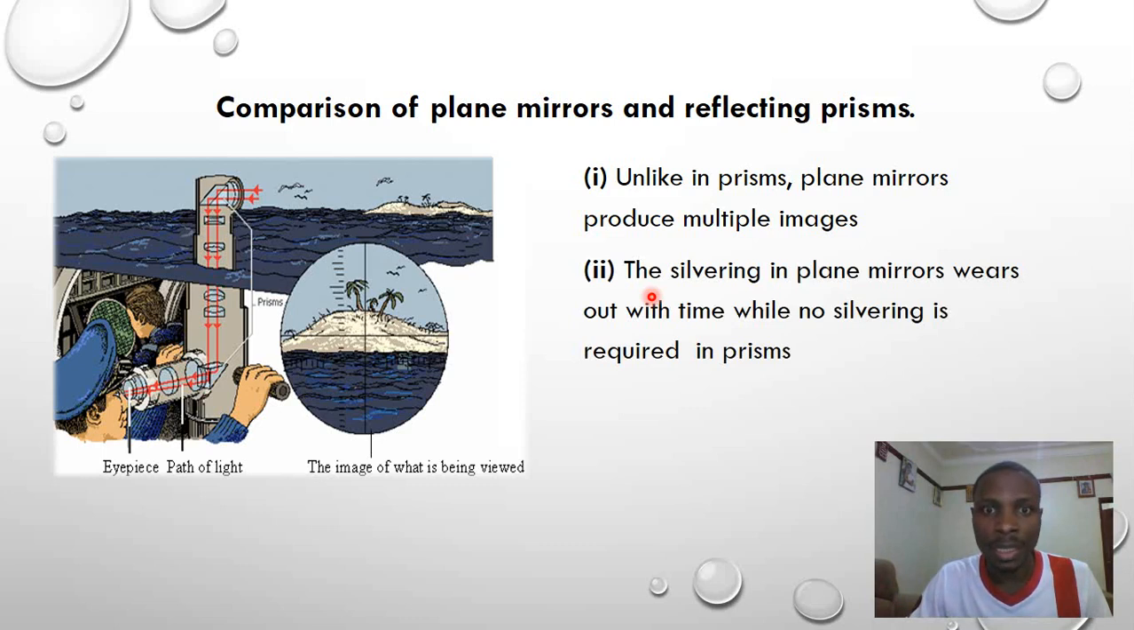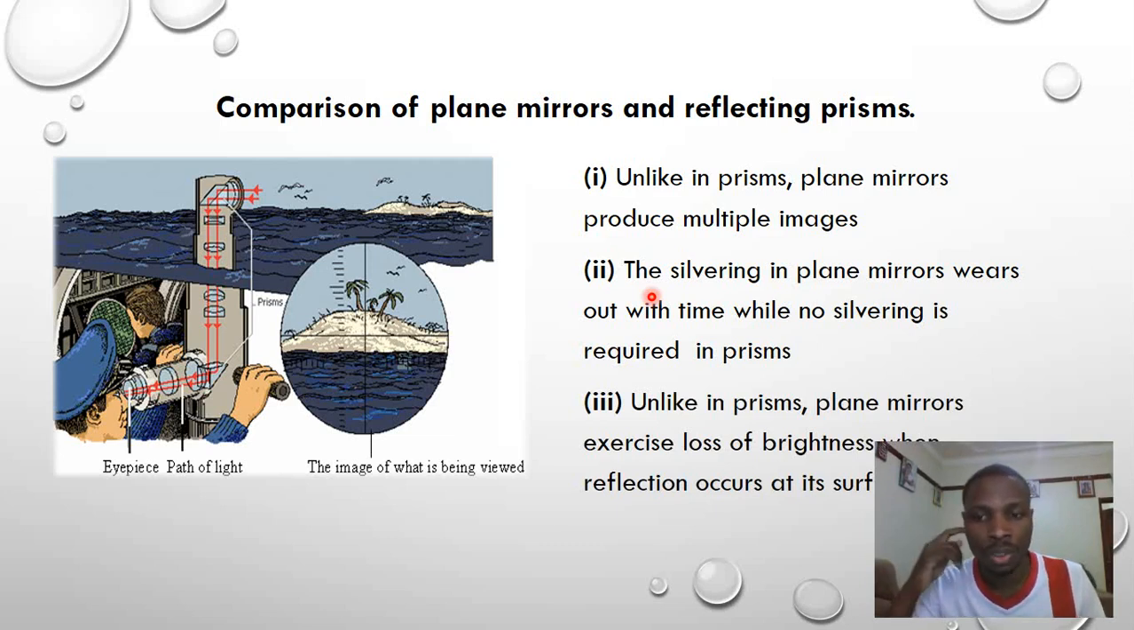And then lastly, unlike plane mirrors, these reflecting prisms don't suffer any loss of brightness, while plane mirrors suffer loss of brightness, as we saw earlier on. There's loss of brightness because of the absorption at different surfaces, so that means there's going to be a loss of brightness at each surface. And finally, the final image is always less bright.